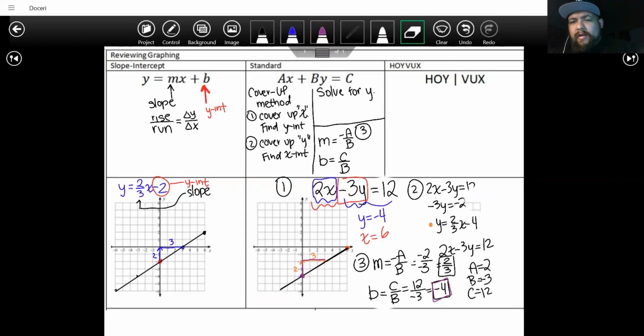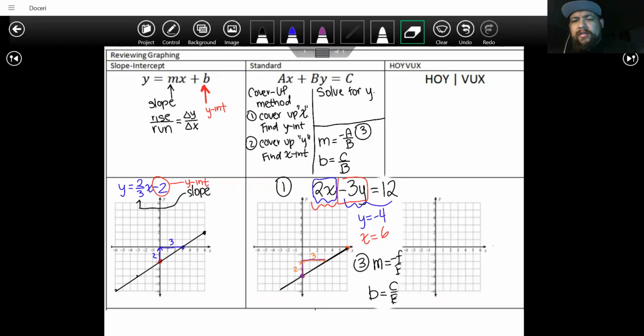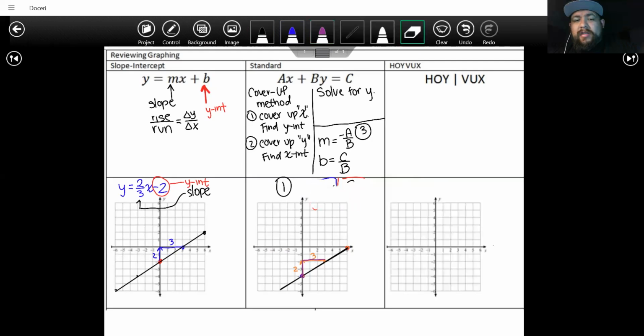So this will be our standard form now. Or sorry, not our standard form, our HOY-VUX, which is our horizontal and vertical lines. Okay, horizontal and vertical lines. And I'll erase that one, rewrite it. I think we had it as 2x minus 3y is equal to 12. So leave that one on there for you guys.